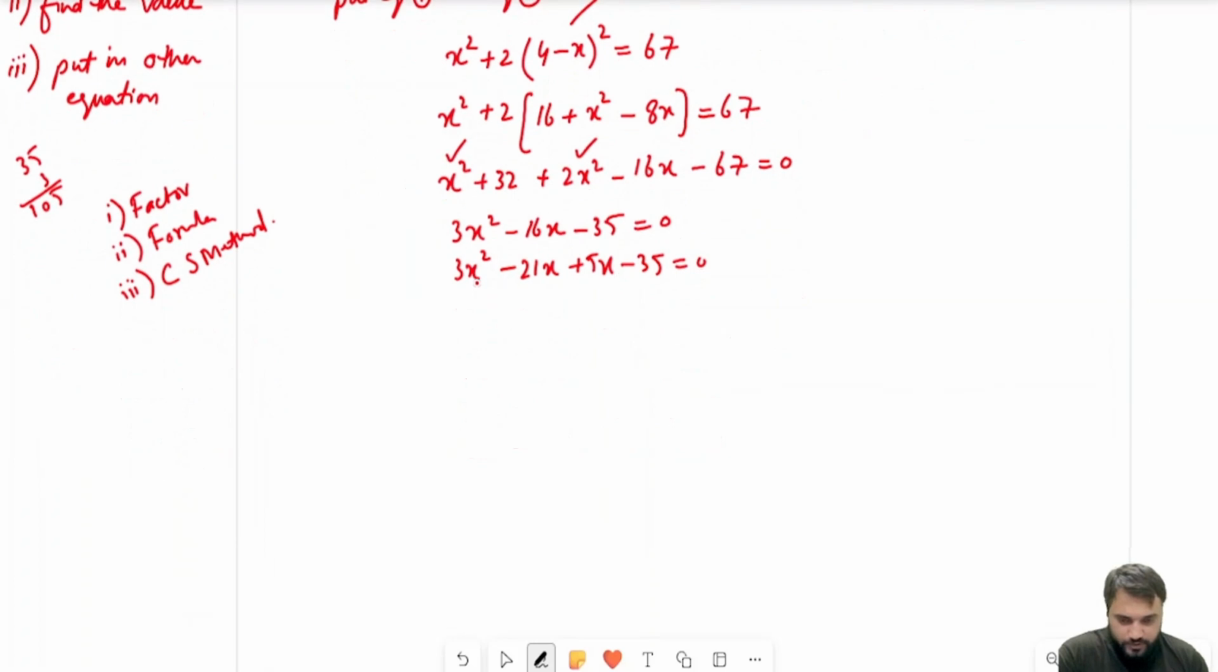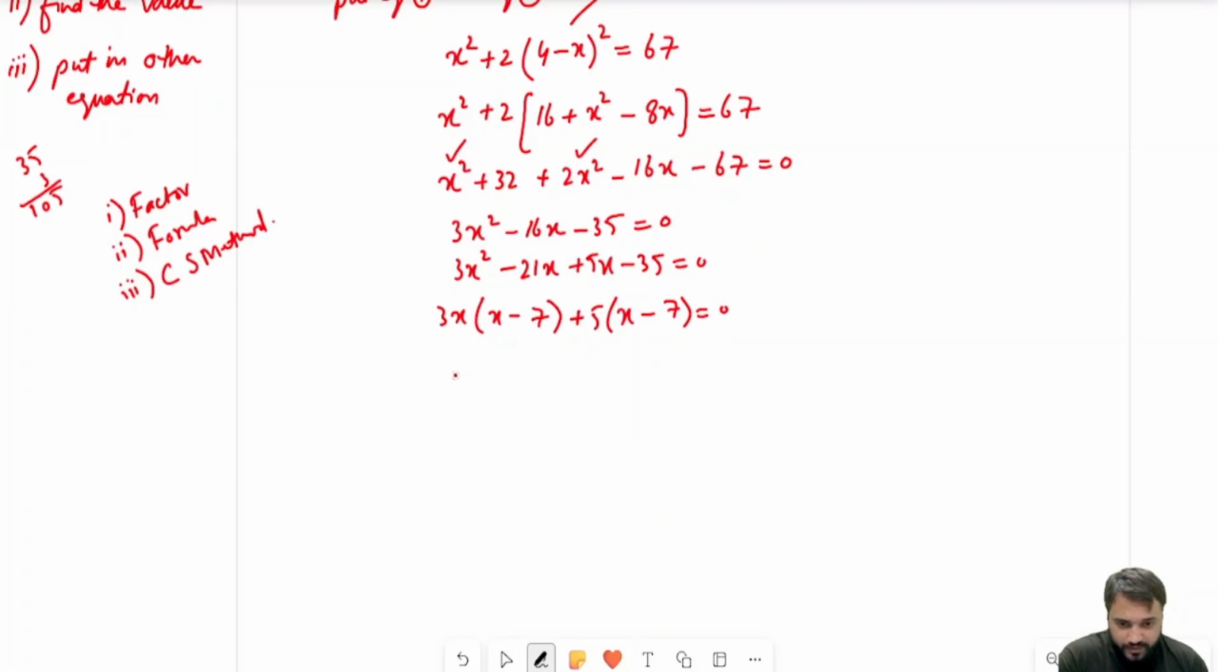We have 4 terms. We need to take common from the first 2 terms. The common will be 3x, the rest will be x minus 7. The third term sign is positive, and what is common? 5 is common. The remaining part is x minus 7 is equal to 0.